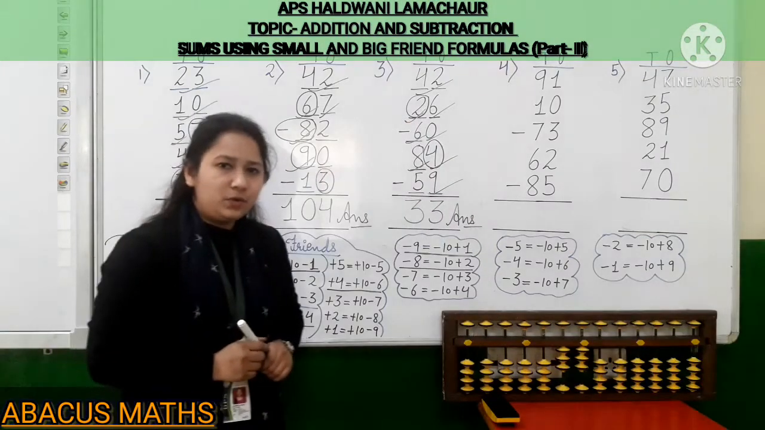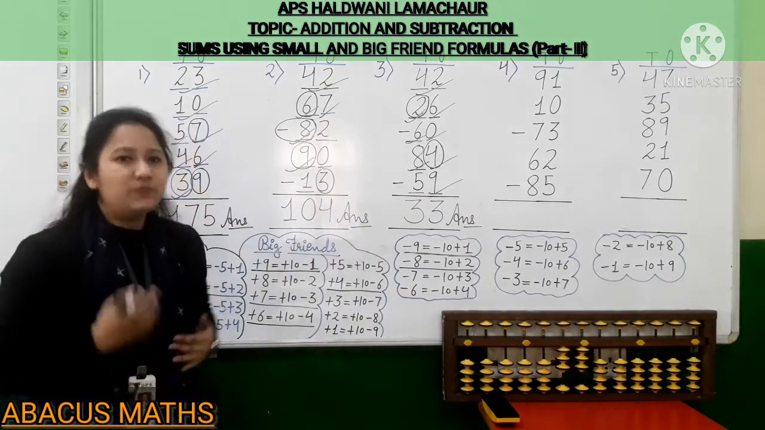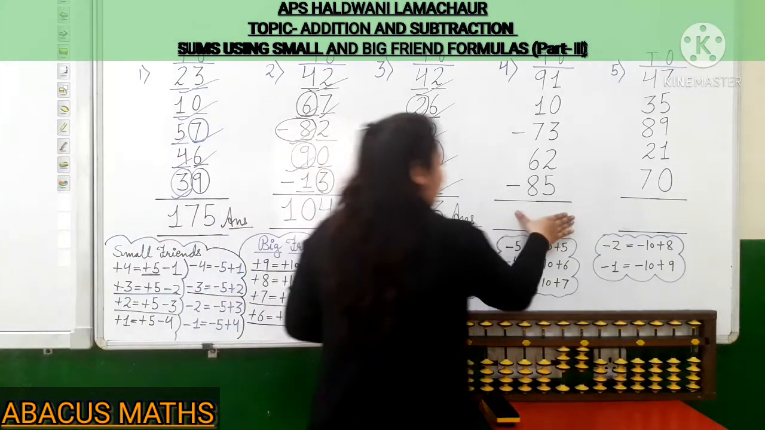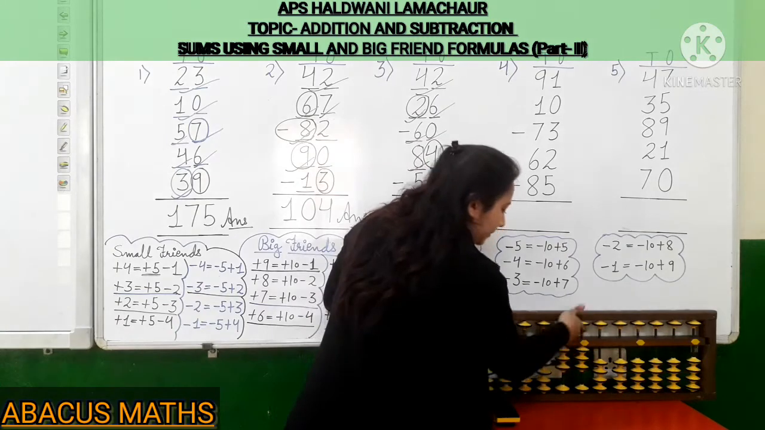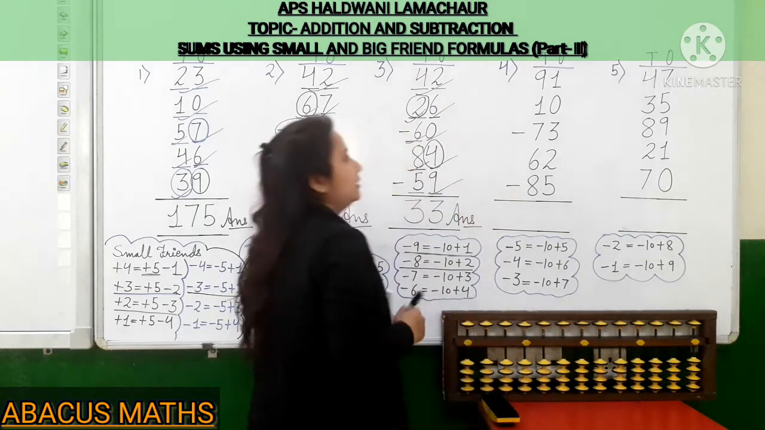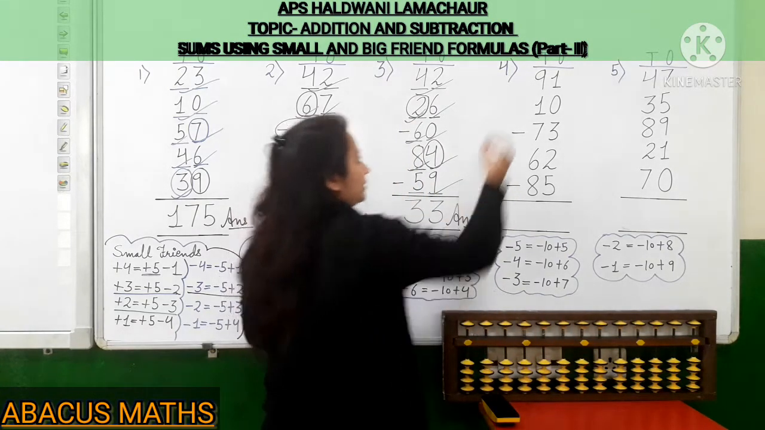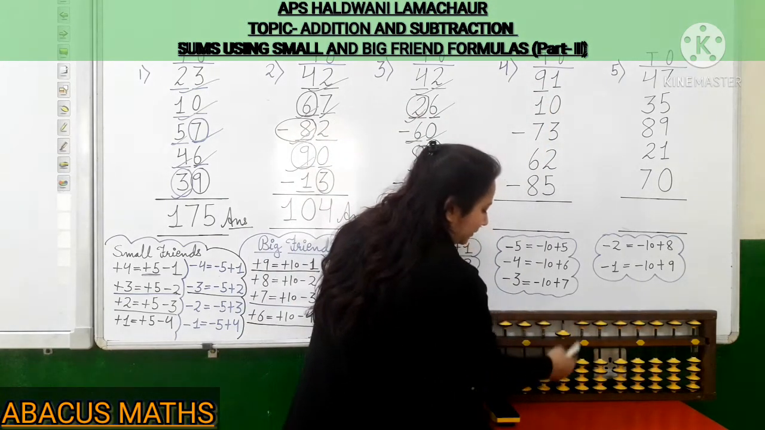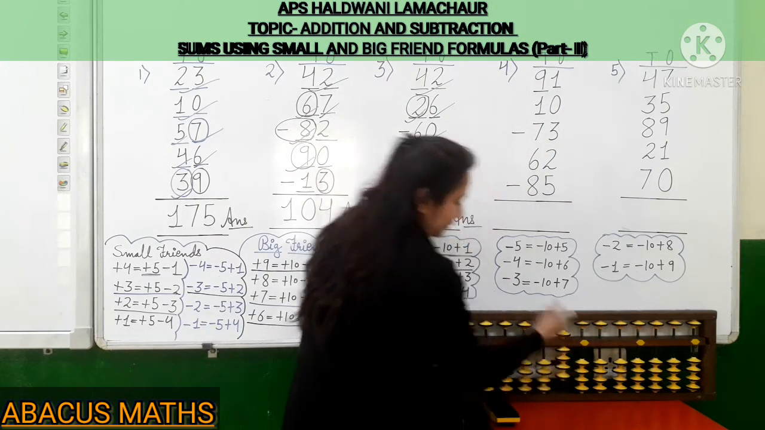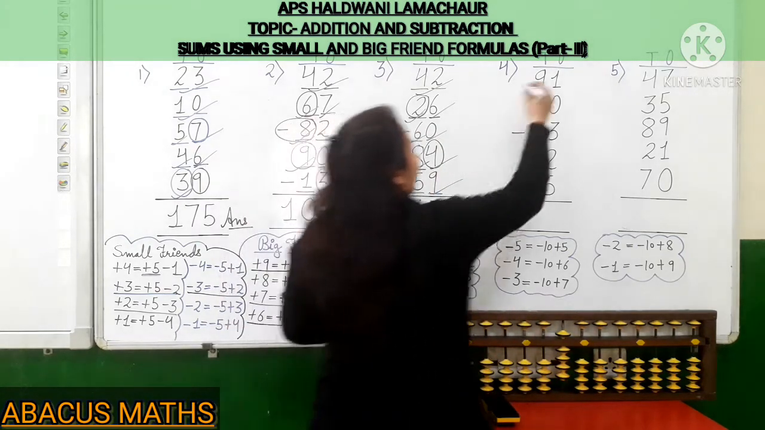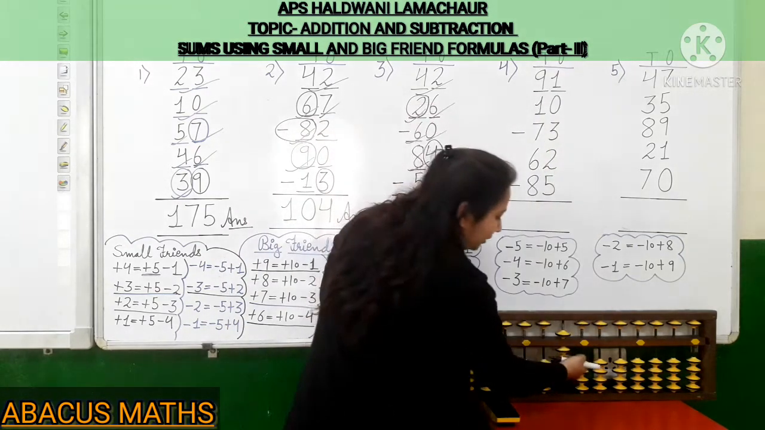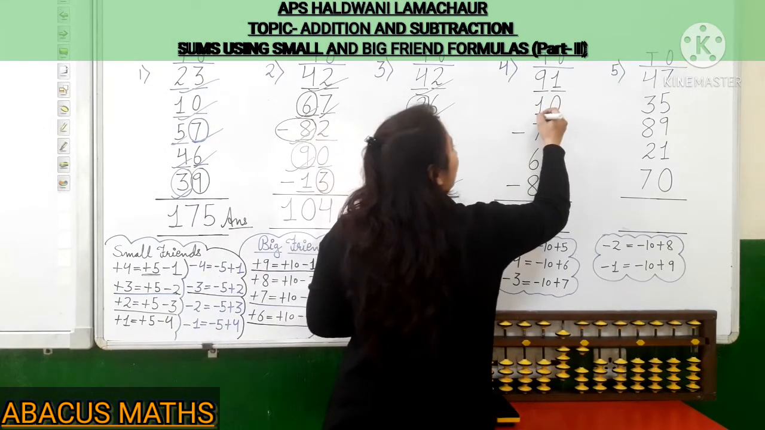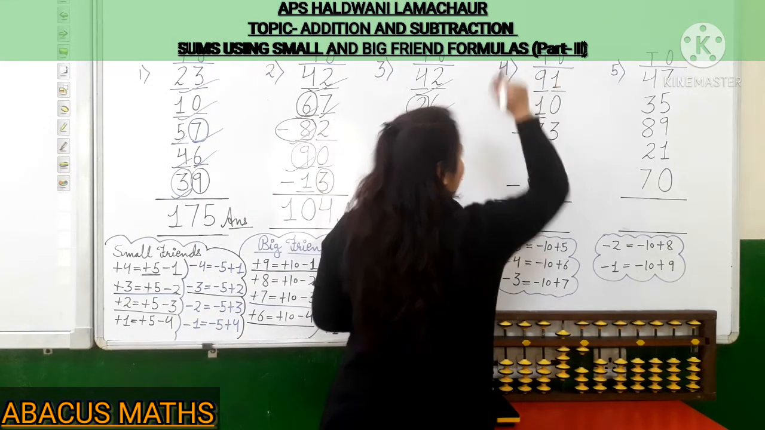Now kids, I hope that you can do these sums fast with this tool. Now we will move to our fourth sum. Set your abacus, upper beads up, lower beads down. Now kids, first of all add this 9 in the tens. See 5, 6, 7, 8, 9. Then 1 in the ones rod.